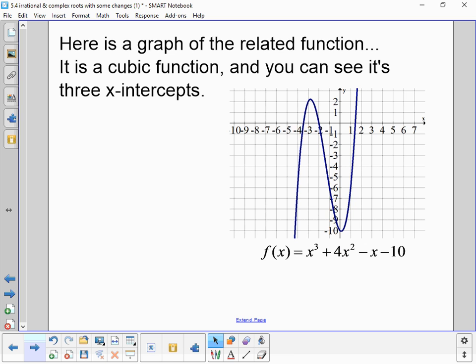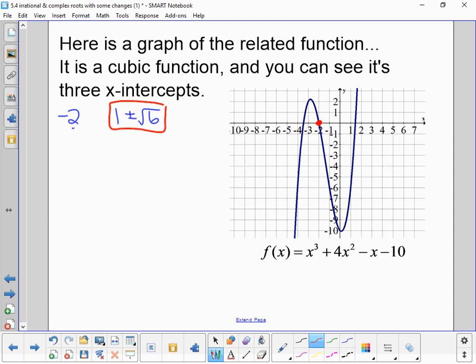Here it is. And you can see, on the other screen, we found that the roots were -2 and -1 plus or minus root 6. Well, the -2 you can see on the graph immediately. It's right here as the x-intercept -2. These other two zeros are also on the graph.